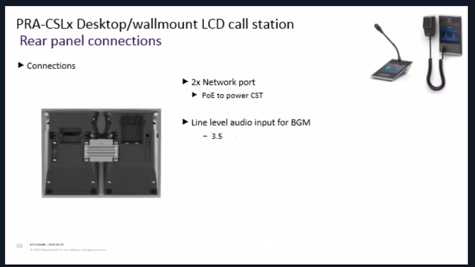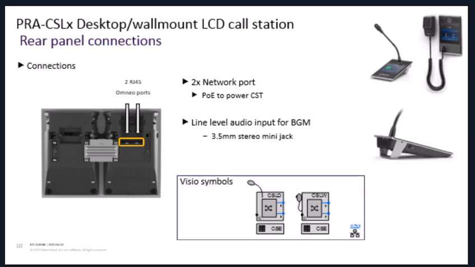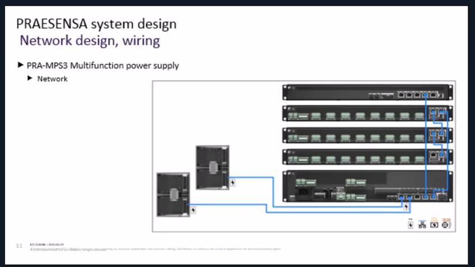Call stations is of course one of the major components of PRAESENSA. We also have 2 RJ45 connections, the Omnio ports in the call station. And then you will see here in the picture, a 3.5 millimeter stereo mini jack input on the call station. Again, the visual symbols are available.